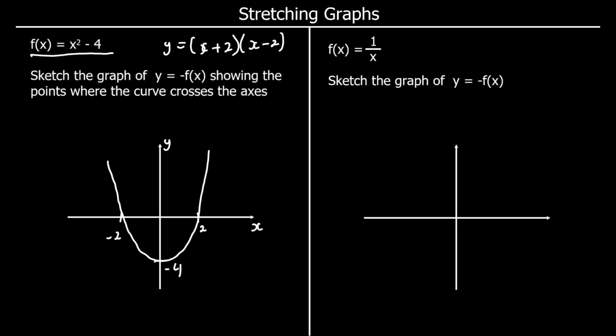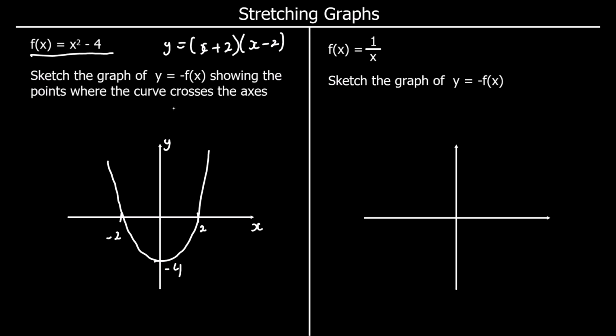So minus f of x. It's outside the bracket. It changes the y. And it minuses everything. It changes all the positives to the negatives. So a positive y becomes a negative y. A negative y becomes a positive y.